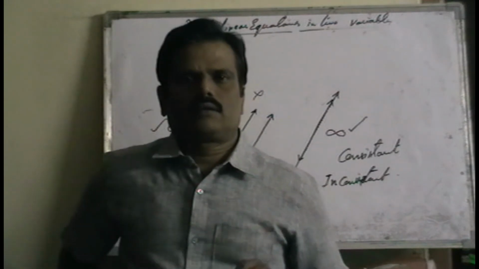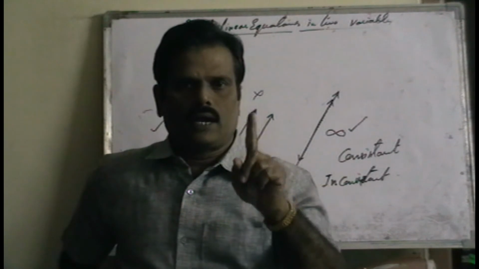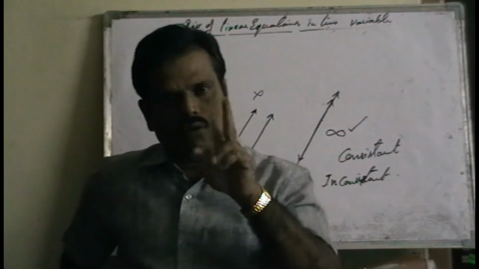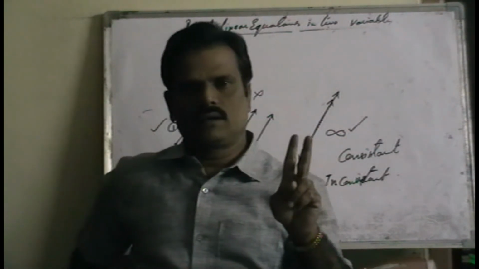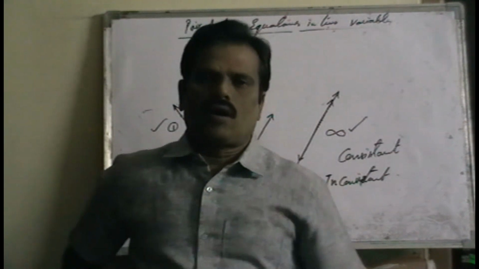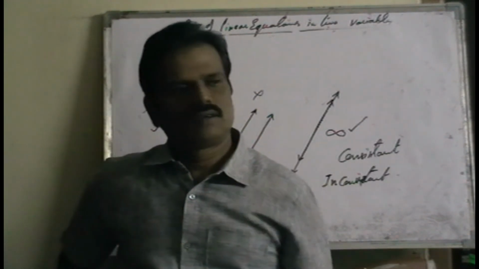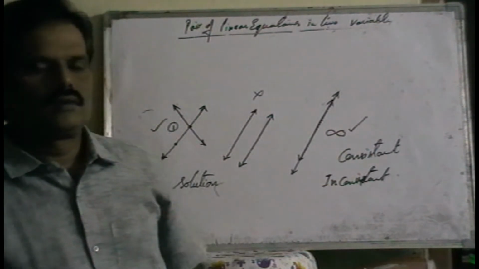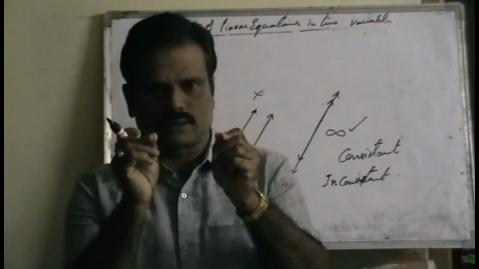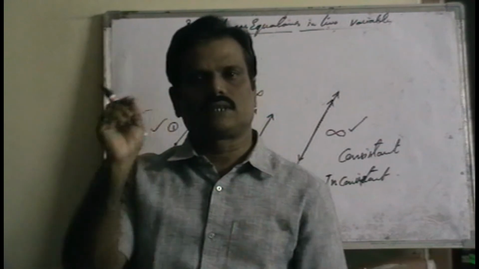The sum of the cost of, suppose, one pen and one pencil is equal to, for example, 7 rupees, or the difference between their cost is, suppose, 3 rupees. Sum of the pen and pencil cost is 7 rupees. The difference of the same pen and pencil cost is 3 rupees.